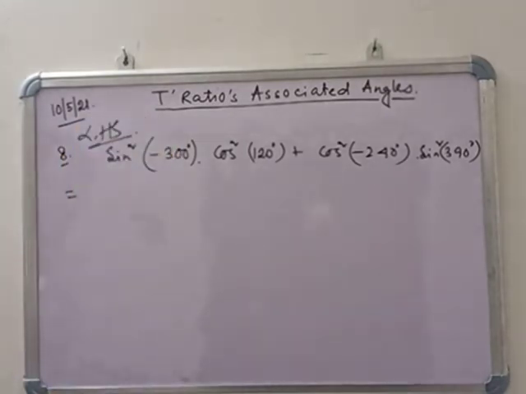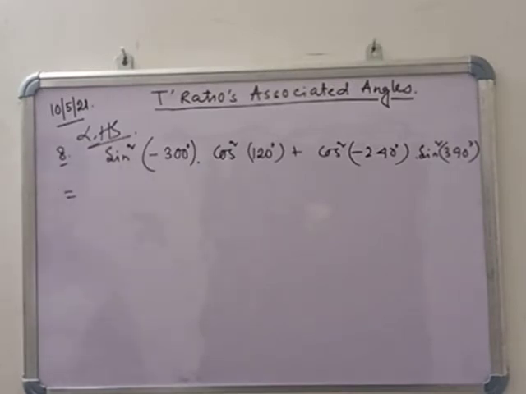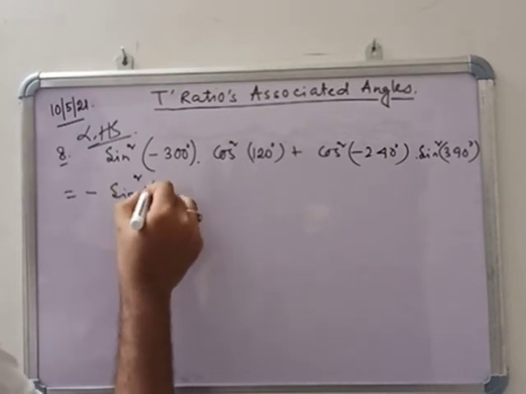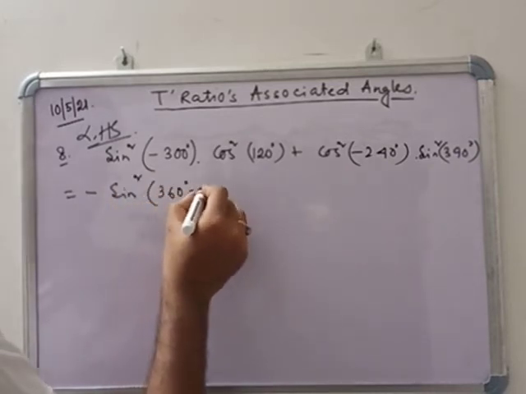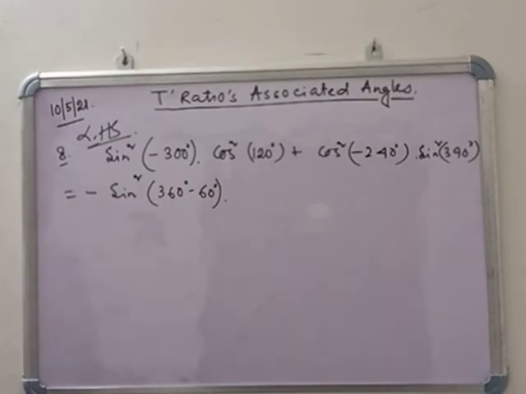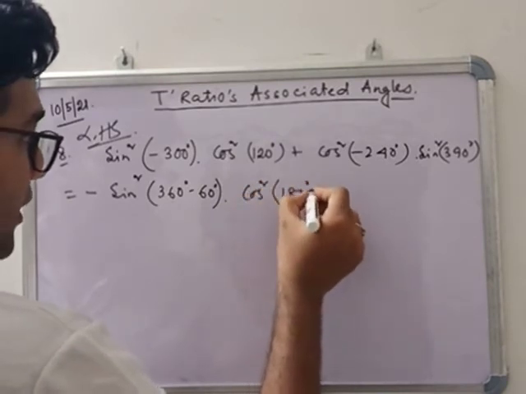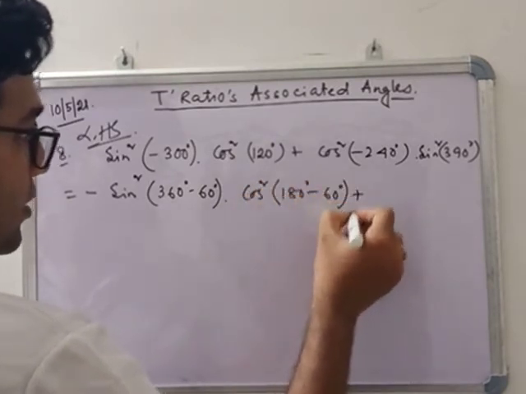So sine squared minus 300 degree, sine minus theta means minus sine theta. So you can write here minus 300 degree. So you can express 300 degree as 360 degree minus 60 degree. So you can write sine square 360 degree minus 60 degree. Next, cos square 120 degree, that means cos square 180 degree minus 60 degree.